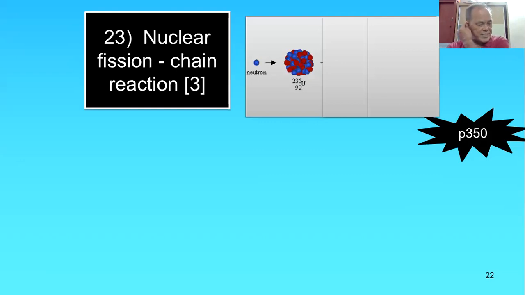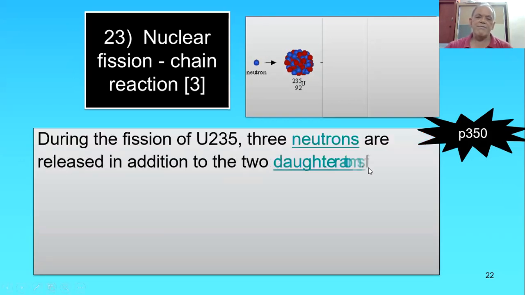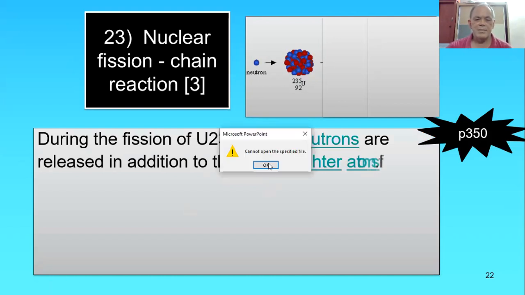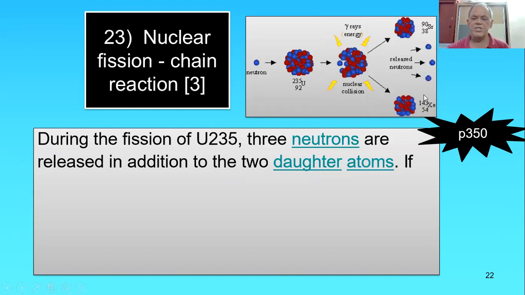Nuclear fission and chain reaction. What does it mean? Okay, we see that in the fission of uranium previously, neutrons are released. Right? 3 neutrons are released in addition to 2 daughter atoms. That's the reaction. Then there are the 2 daughters, and there are the 3 neutrons.